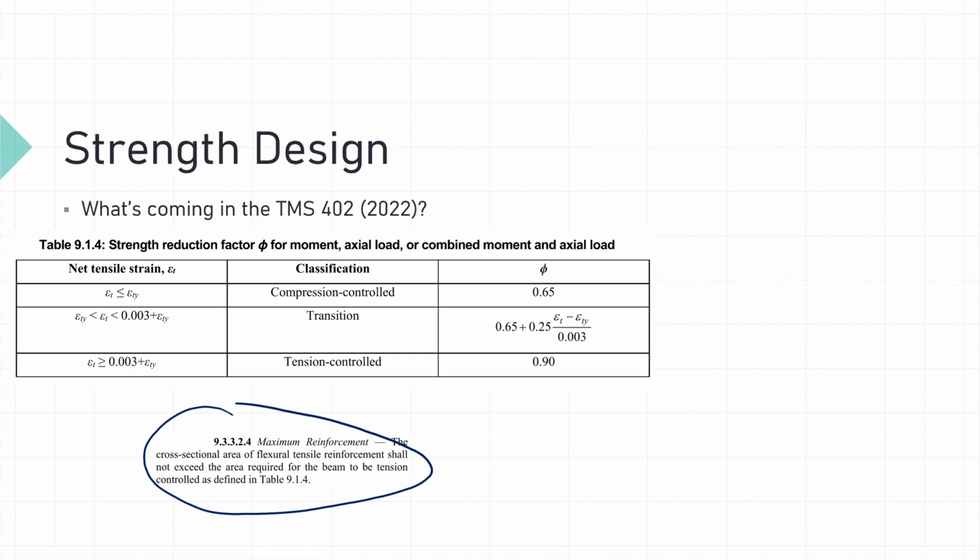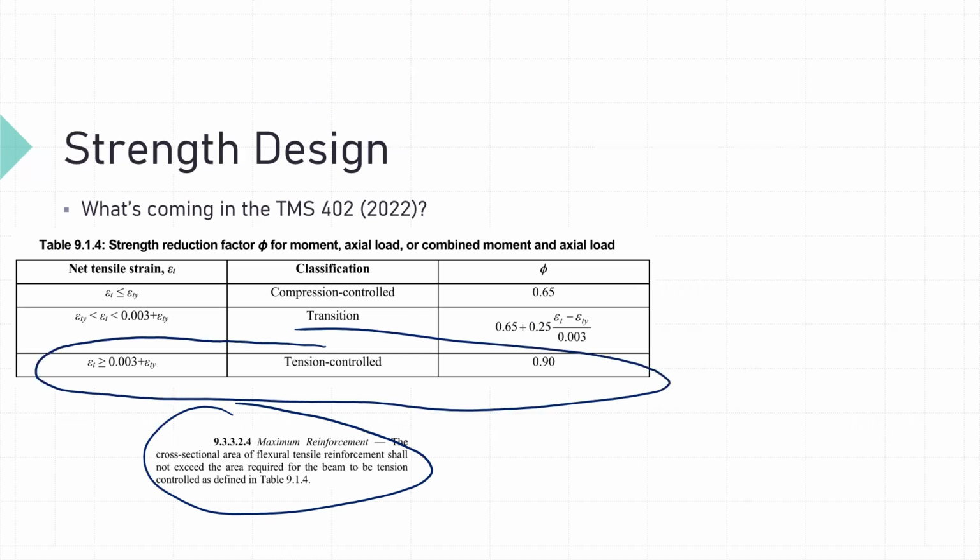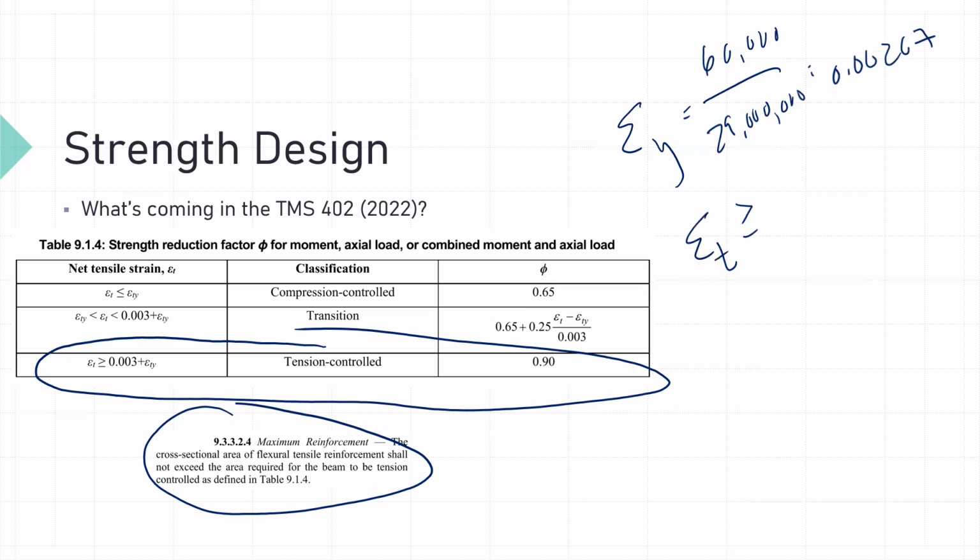So if we are tension controlled here, we get a phi factor of 0.90, and our net tension strain is going to be 0.003 plus our yield strain. And so again, for grade 60 reinforcement, our yield strain would be 60,000 PSI divided by 29 million PSI, or 0.00207. And so our tension strain needs to be greater than or equal to 0.003 plus 0.002. So our net tension strain needs to be greater than or equal to 0.005, will be what it will be in our new version of TMS 402.